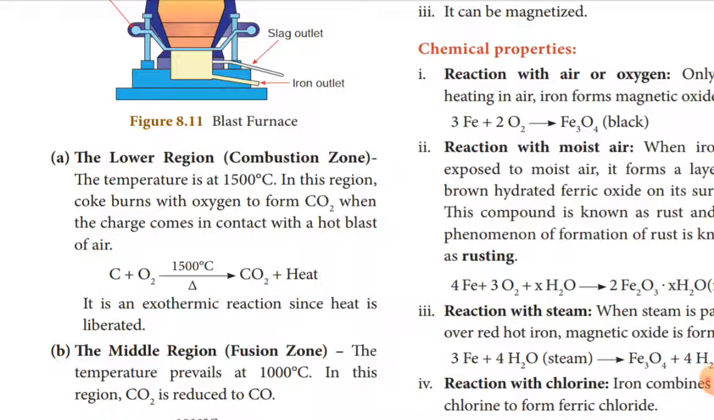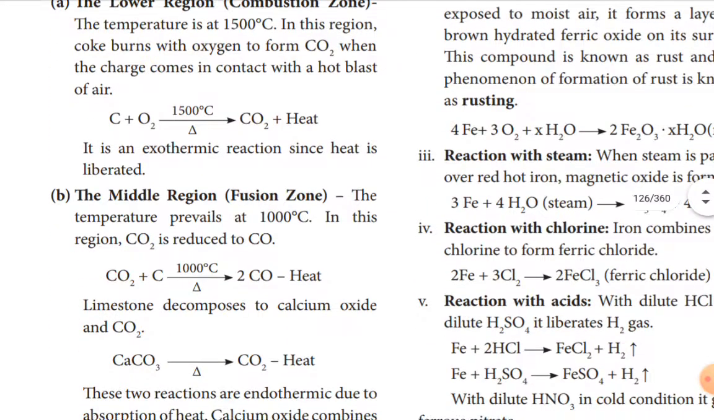Exothermic reaction. So you have to understand the lower region temperature is 1500 degrees Celsius. Carbon bonds with oxygen, carbon dioxide is formed, an exothermic reaction. Then see the second portion, the middle portion of the blast furnace, that is the fusion zone. Here the temperature is more or less 1000 degrees Celsius. What takes place here?